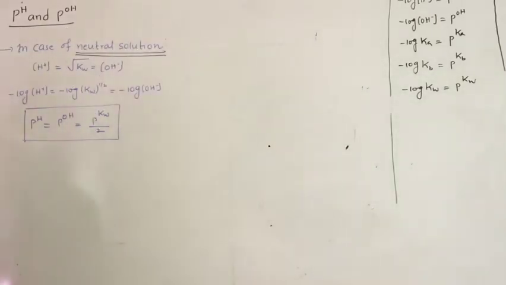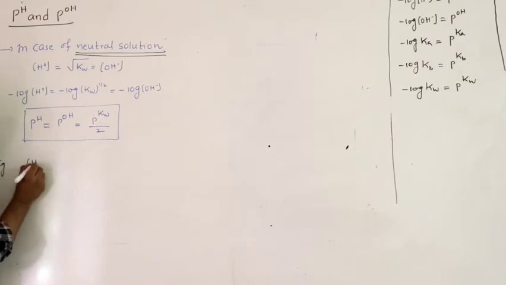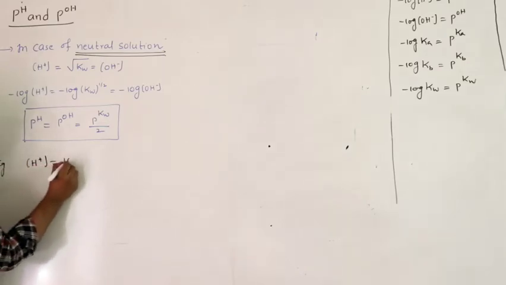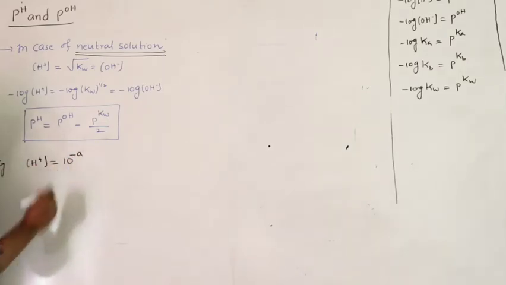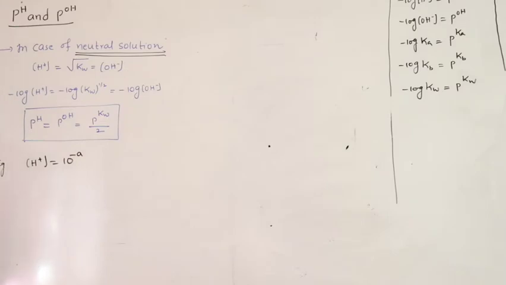So let us continue. Suppose let us take one example. If H plus ion concentration is some 10 power minus A, let us assume like this. It is given as some 10 power minus 1, 10 power minus 2, 10 power minus 3. In general, I have taken 10 power minus A. A represents some number 1, 2, 3, 4, 5, 6 like that. Let us find its pH.